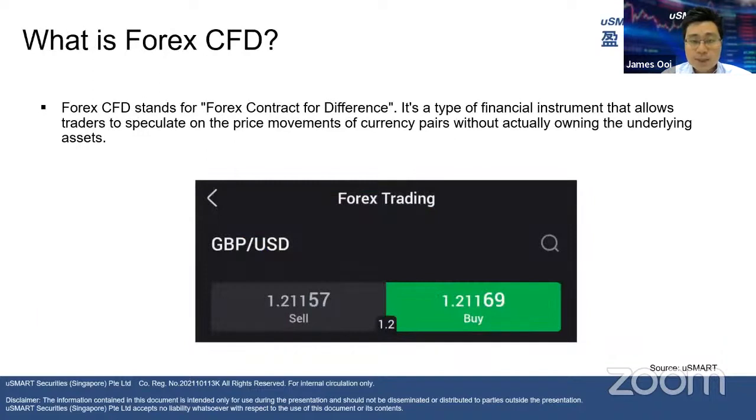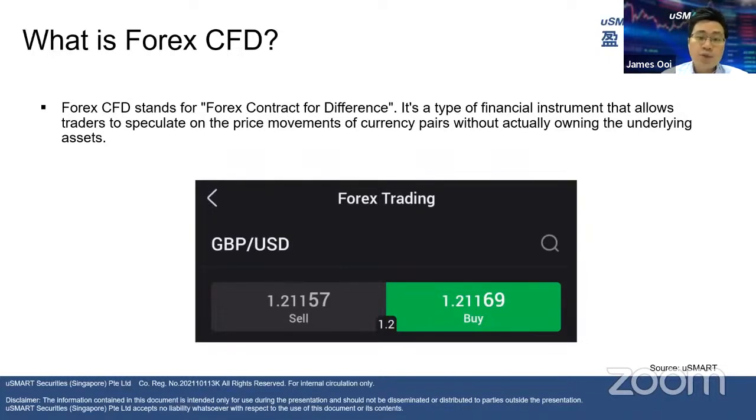We are currently offering Forex CFD, but not stocks CFD yet. Very quickly, what is Forex CFD? Forex CFD stands for Forex Contract for Difference. It's a type of financial instrument that allows traders to speculate on the price movements of currency pairs without actually owning the underlying asset. Having said that, it's all cash settled.